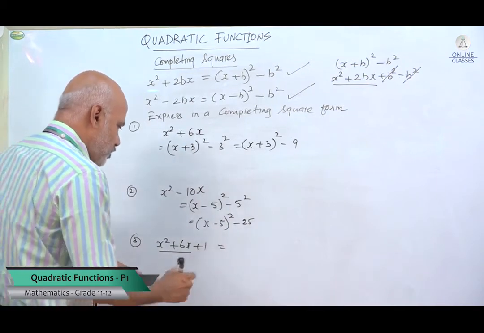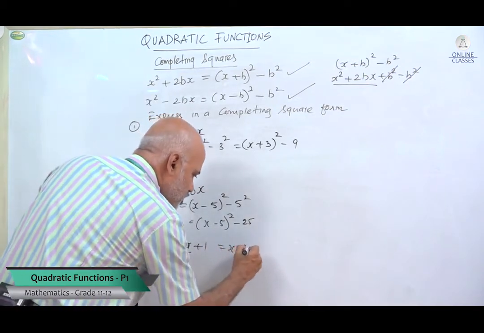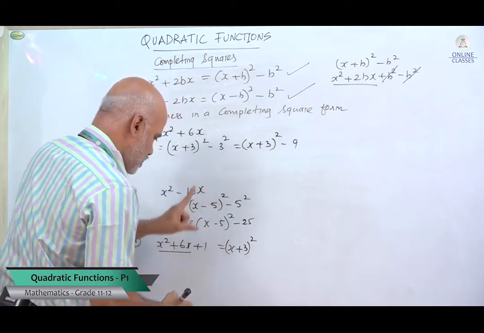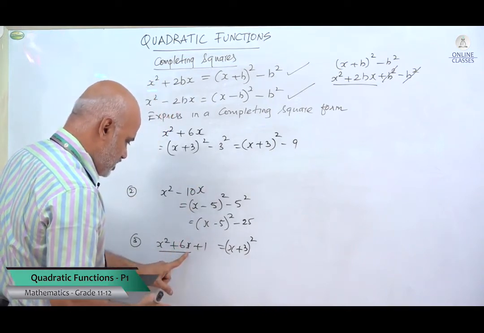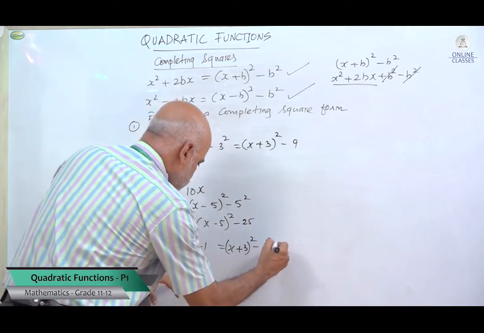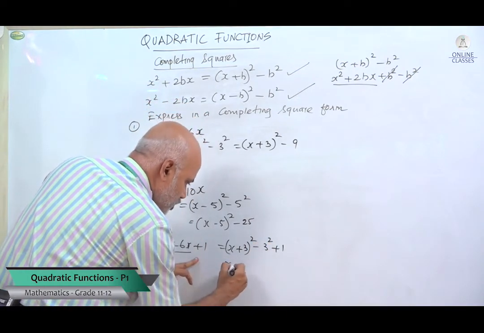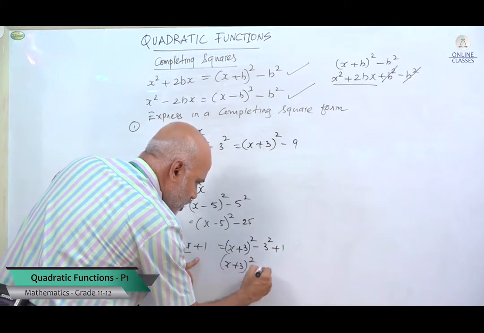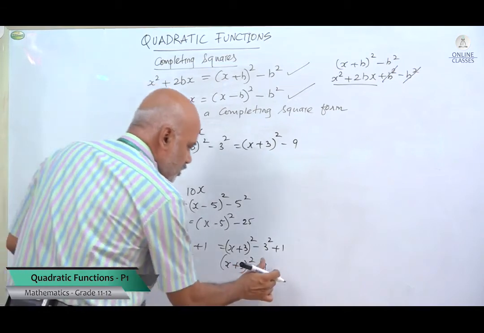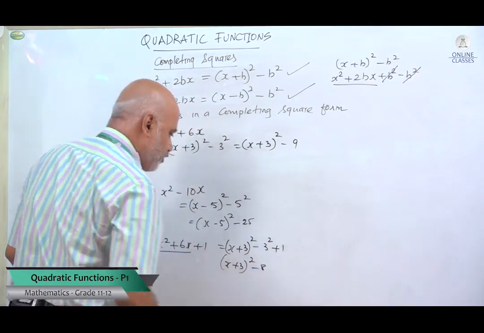So that means what happens? Here x plus 3 the square, that is minus 3 square. Same thing, no? Since x square plus 6x is the given part, I could take over this itself. Minus 3 square plus 1. So x plus 3 the whole square, here minus 9 plus 1 is minus 8.